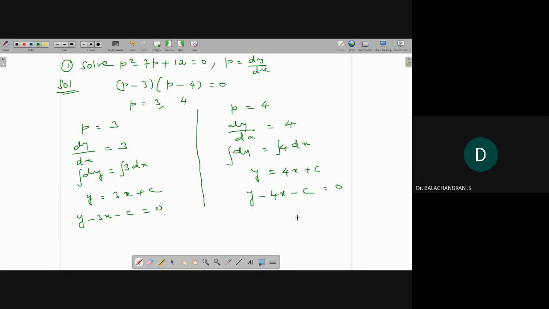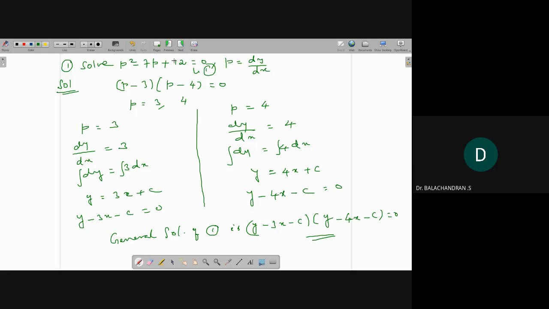Now, the product of these two forms a solution. It's the general solution of equation 1. General solution of equation 1 is y minus 3x minus c into y minus 4x minus c equal to 0.